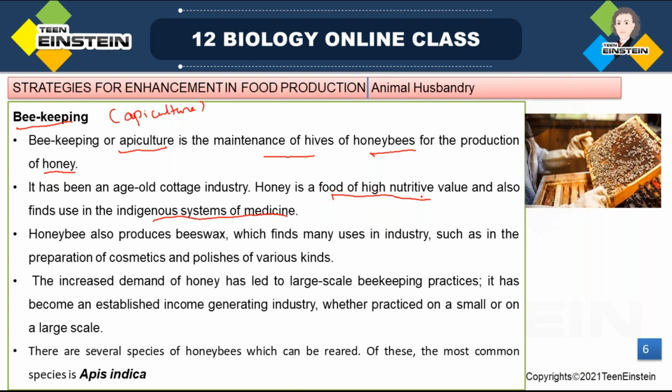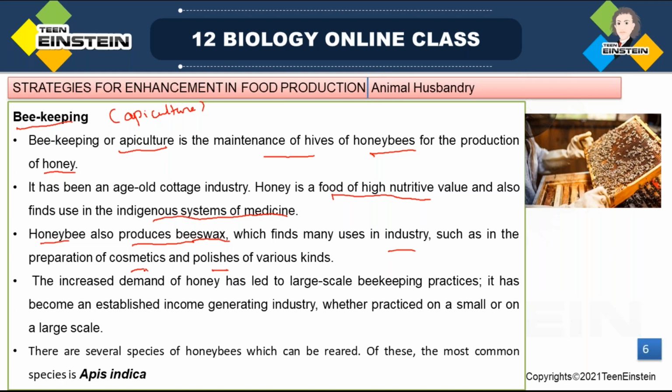Then the honeybee also produces beeswax, which is used in industries like cosmetics and polishes. Industrial usages are there. With beeswax, they can make cosmetics and polishes. So the honeybee is mainly for the production of honey, and it produces beeswax that is useful in cosmetics and polishes, right?